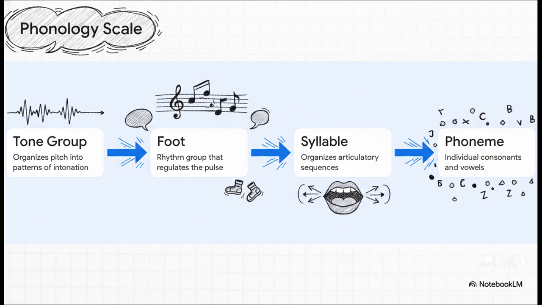We call this the phonological rank scale. Just as grammar builds up to the clause, the sound you produce builds up from a tiny articulatory gesture, the phoneme, up into a syllable, then into a rhythmic foot, and finally into a complete tone group, which is essentially a continuous snatch of verbal melody.